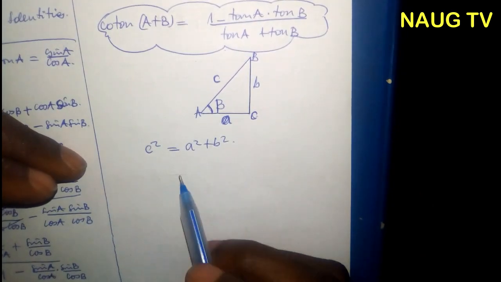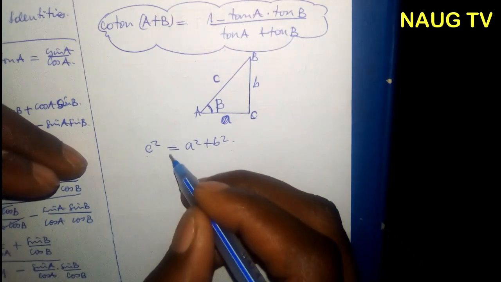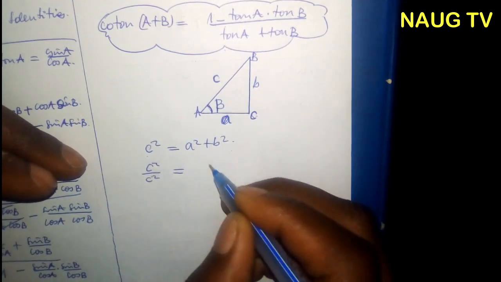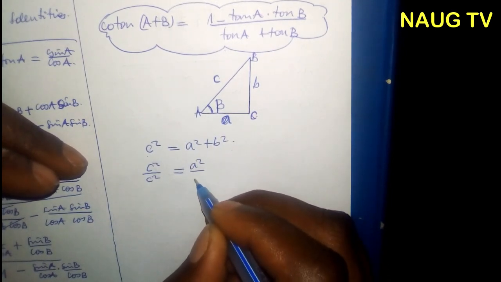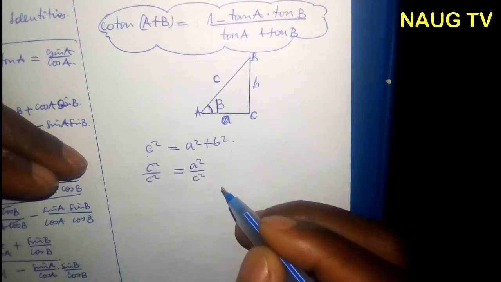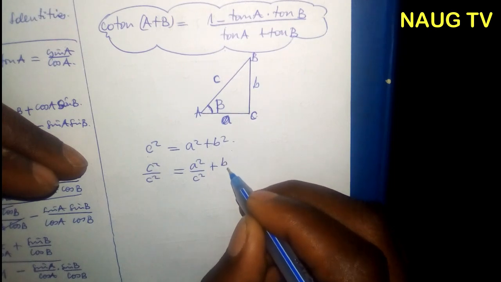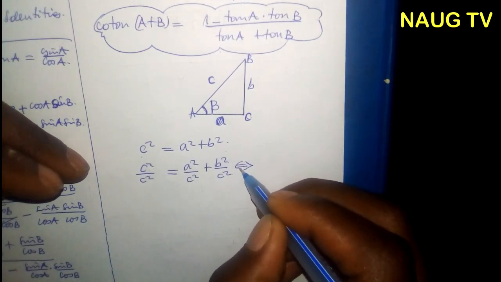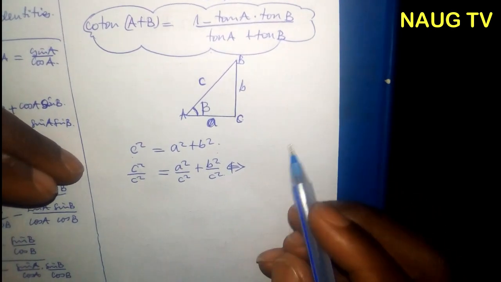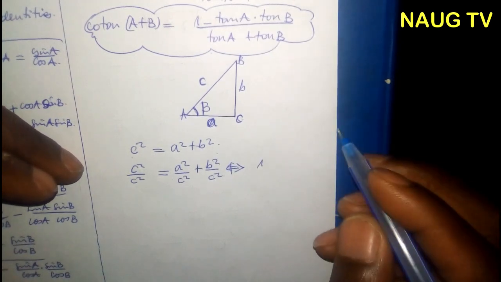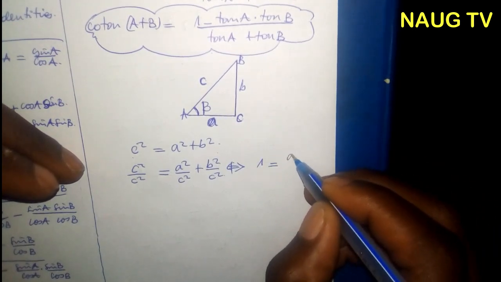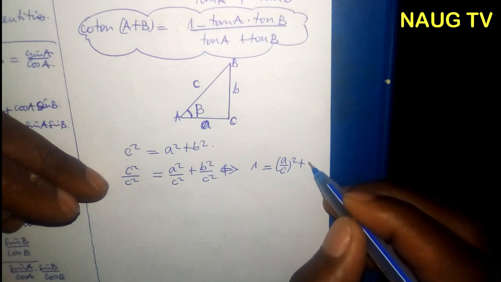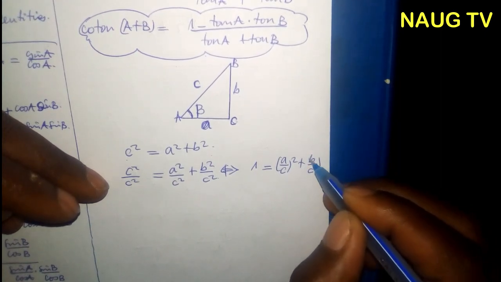So if you divide by c squared on both sides, you will get c squared over c squared equals a squared over c squared plus b squared over c squared, right? And this would be equal to 1, so c squared over c squared equals 1, and this will be equal to (a over c) squared plus (b over c) also squared.